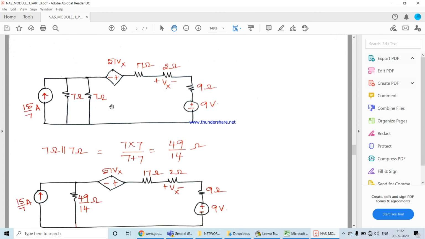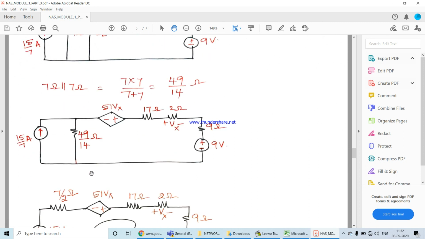Now 7 ohm and 7 ohm are in parallel, therefore you can convert into an equivalent resistance, which is 49 by 14 ohms. Now finally these are all in series, as I need to find the current through 2 ohms. If I convert this parallel to series, then I get one single loop where I can apply KVL and finally find the total current, and that would be the current through 2 ohms.